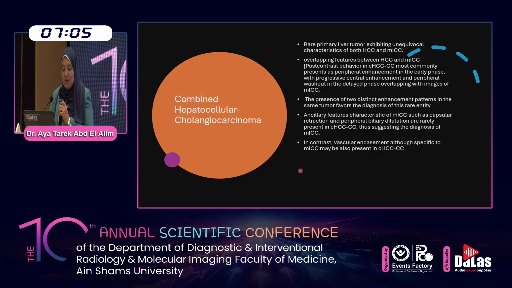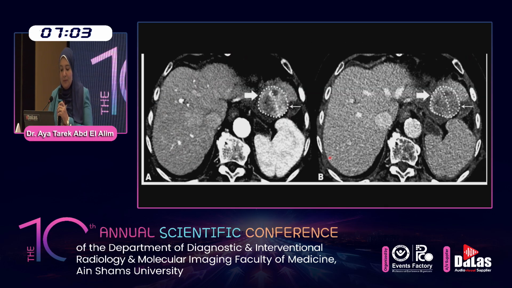Combined HCC and cholangio. This is a very nice case. We can see there is a left lobe heterogeneous focal lesion. In the right aspect, we have hypoenhancing with early arterial, and in the left, we have early arterial heterogeneous enhancement with washout. So it has a part cholangio and a part HCC.